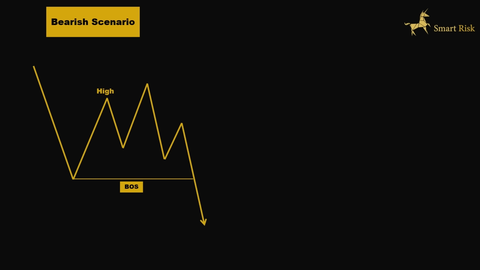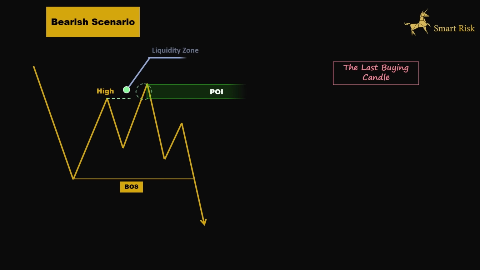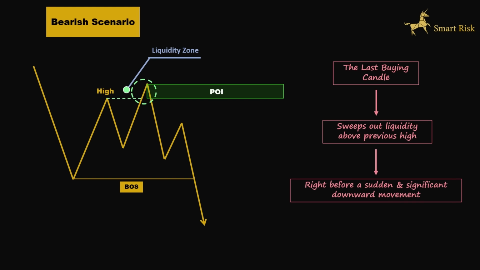In the bearish scenario, the bearish point of interest zone is formed by the last buying candle that sweeps out the liquidity above the previous high. This occurs right before a sudden and significant downward movement in the market. We look for a liquidity sweep characterized by a long wick or body, followed by an immediate and sharp downward price movement.